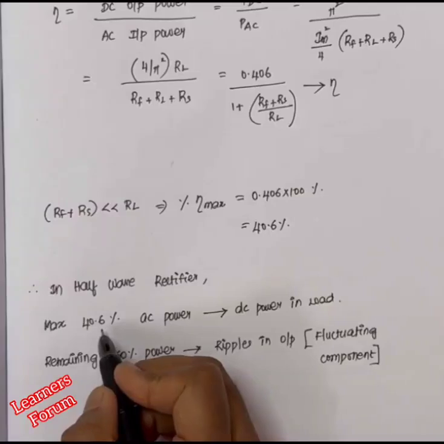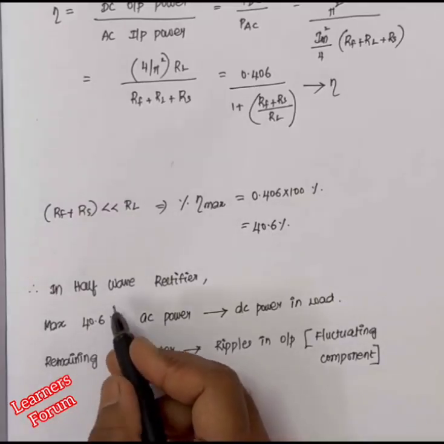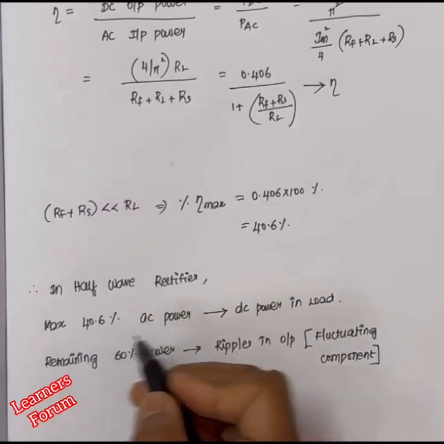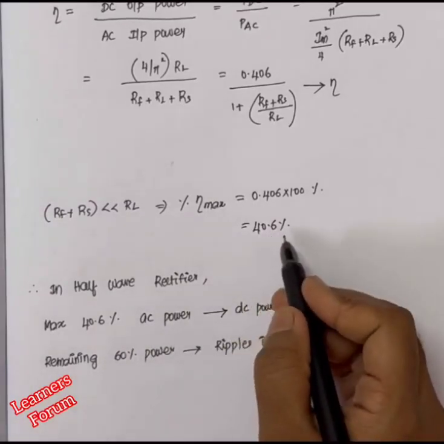So we have to remember this value because sometimes questions can arise from this particular data also. So the half wave rectifier will have an efficiency of 40.6%.